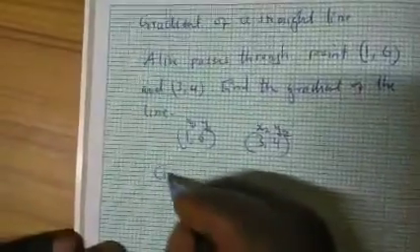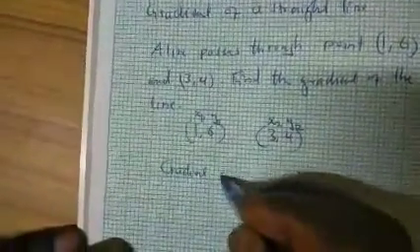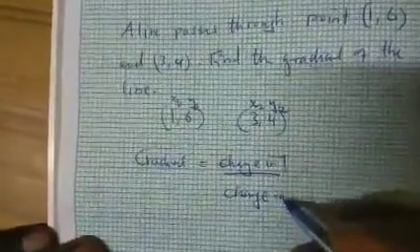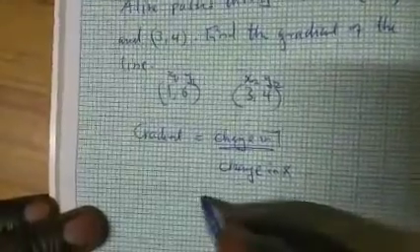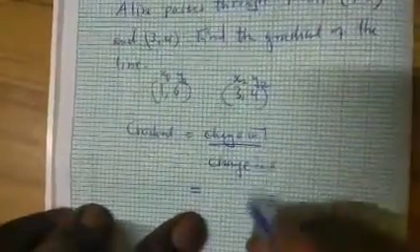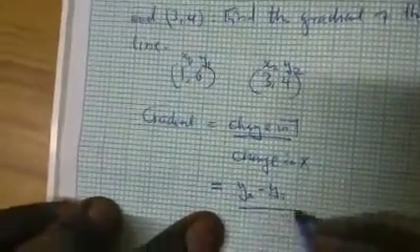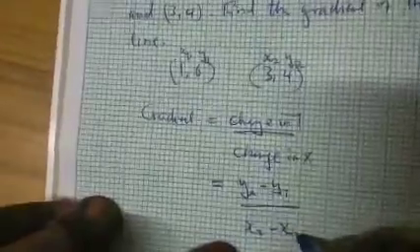So gradient, therefore, is the change in y over the change in x. So change in y means that you get the difference, y2 minus y1, over x2 minus x1.